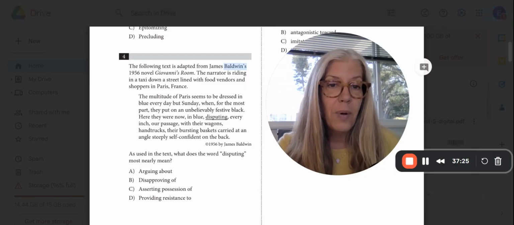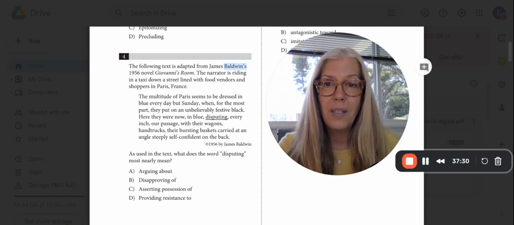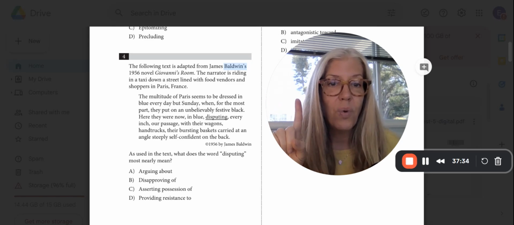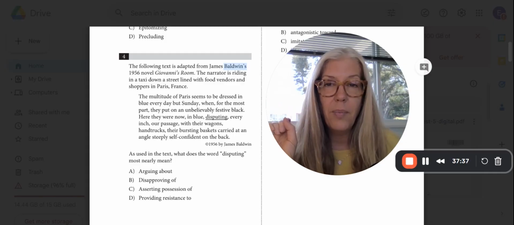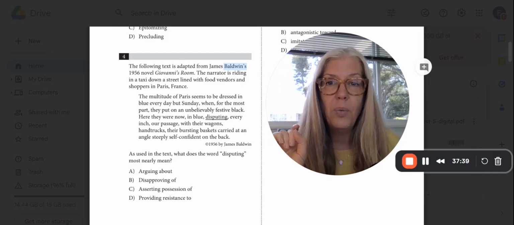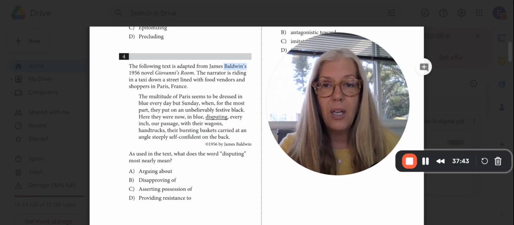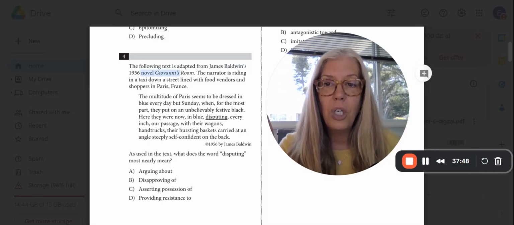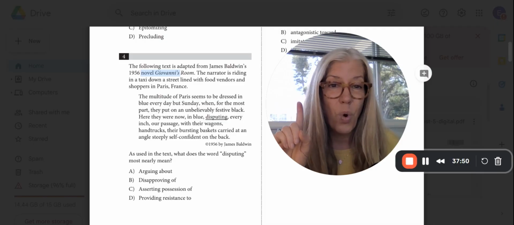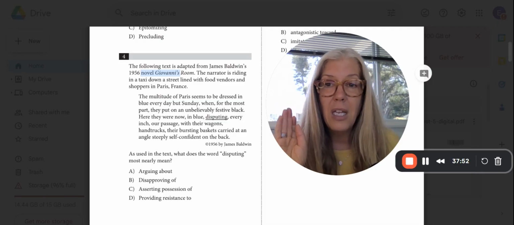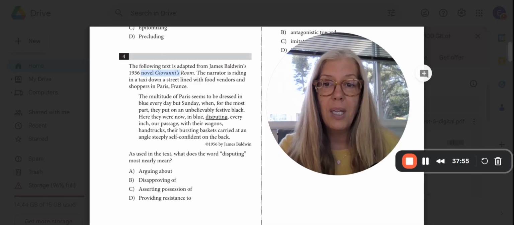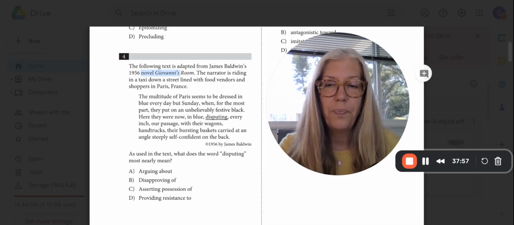So here's the thing I want to show you. The plural possessive or the singular possessive. The reason why it's an apostrophe S is there's only one James Baldwin. So right here on number 4, there's only one James Baldwin. We have an apostrophe S because he owns that novel. It is his novel. So we say James Baldwin's 1956 novel. Again, here's another one, Giovanni's room. There's one Giovanni, and Giovanni owns that room. So that's why there's an apostrophe S there.